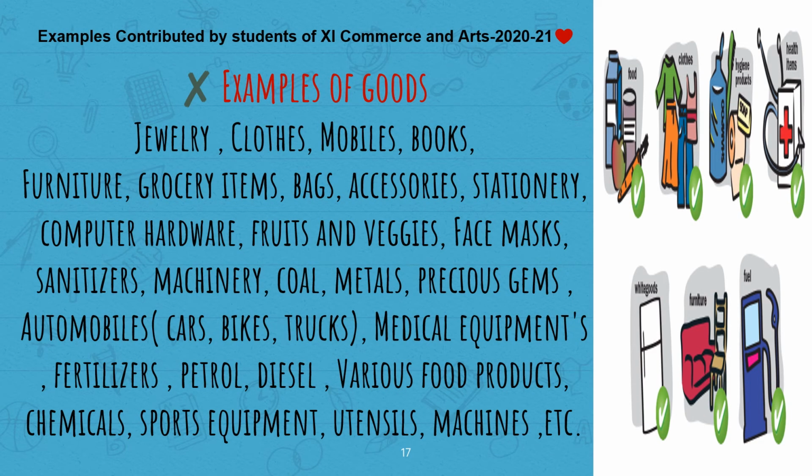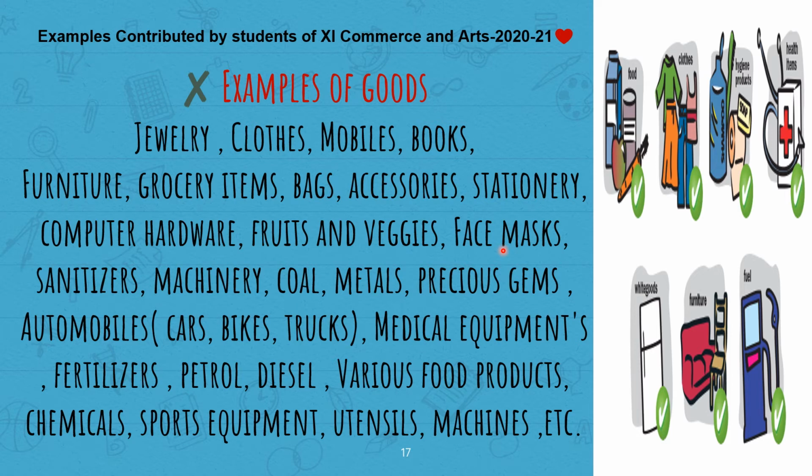Here are some examples contributed by my students of 11th grade Commerce and Arts batch 2021. And I love the examples they have given me. Examples of goods given by them are jewelry, clothes, mobiles, books, furniture, grocery items, bags, accessories, stationery, computer hardware, fruits and veggies, and this is an area where we refer to perishable goods.